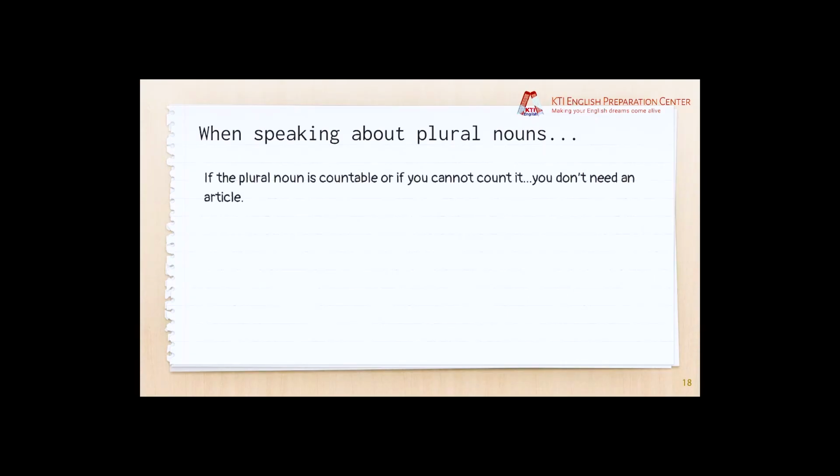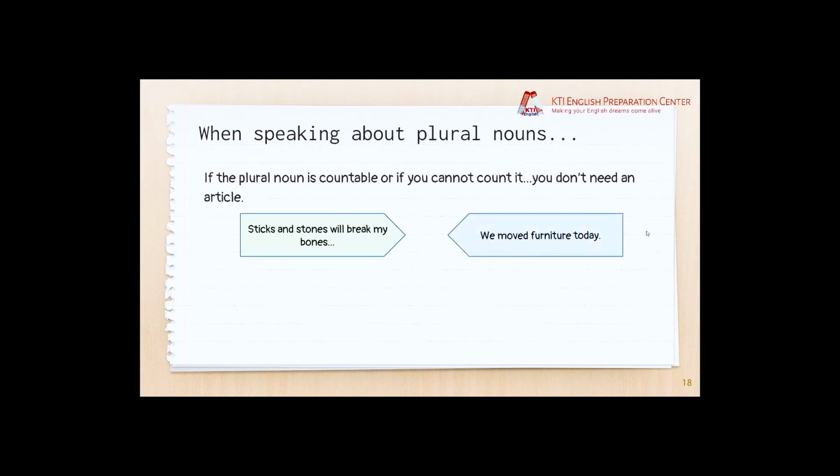And again, here are the non-count nouns. You can't count it, not countable. Or if it is countable, or if you can't count it, again, you don't need the article. So here are some examples. We've got this little saying, sticks and stones will break my bones, but words will never hurt me. Well, sticks and stones are plural forms of nouns, we don't need the or a or an in front of them. Well, a or an we couldn't use in front of sticks and stones anyway because it's plural.